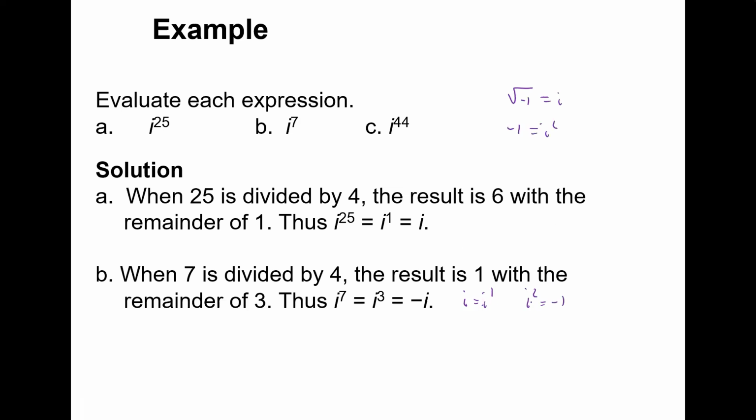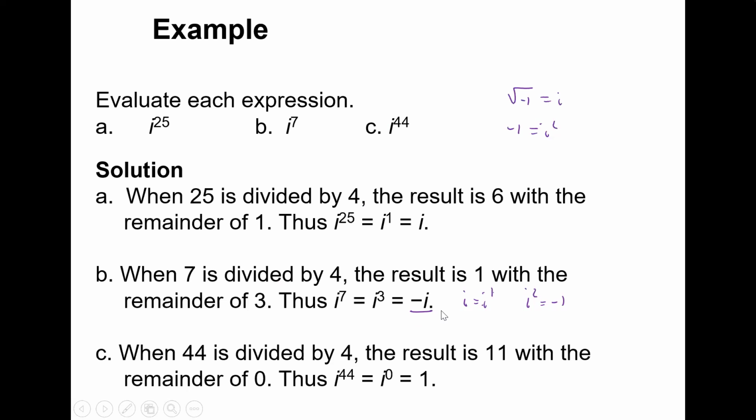So this times this is going to give us whatever i cubed is, because 1 plus 2 is 3, so we have an i times a negative 1, hence the negative i. And our final one, dividing by 4, that's going to be 11, no remainder. So it's i to the 0, and anything to the 0 power is 1. And so that would be our solution here.